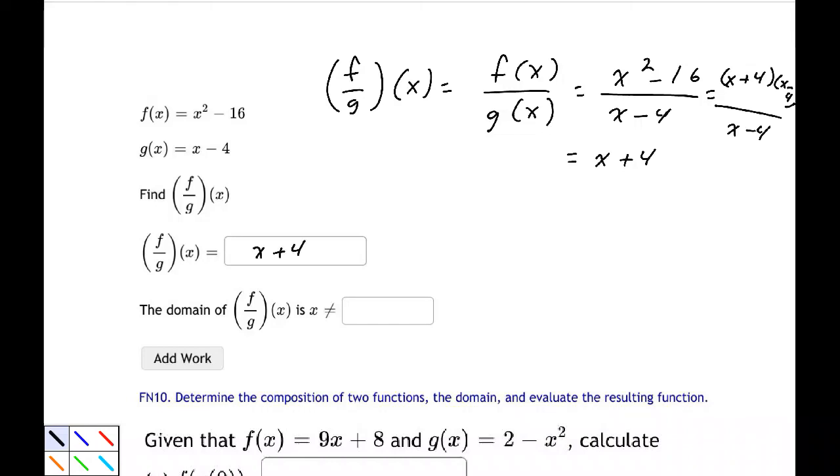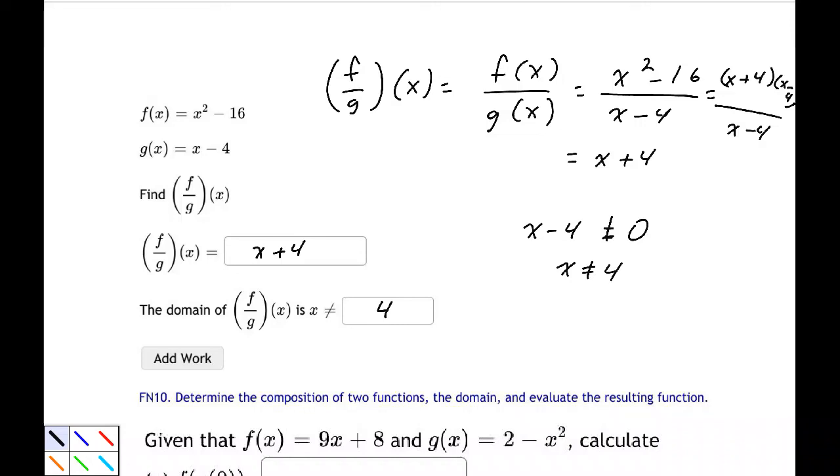However, the domain of this is not based off of the x plus 4. It's based off of the denominator that we see. Because we have a denominator x minus 4, x minus 4 cannot be equal to 0. That's the denominator. So that means that x cannot be equal to 4. And that is the second question. The domain of f divided by g of x is x not equal to 4. That's what I'll put in my box.